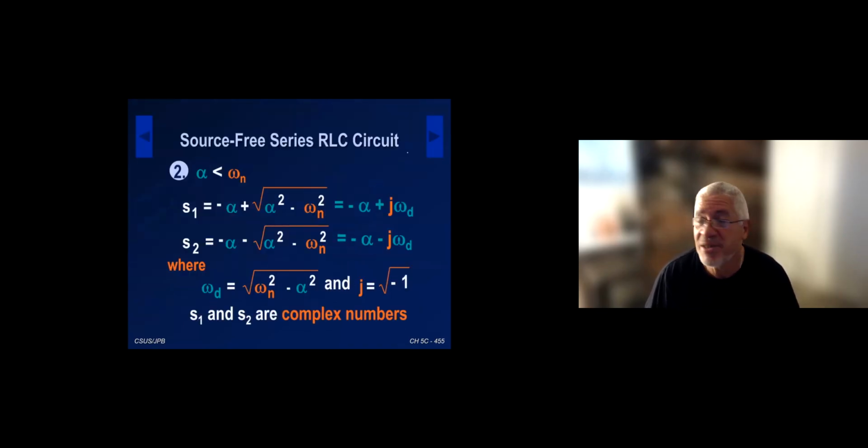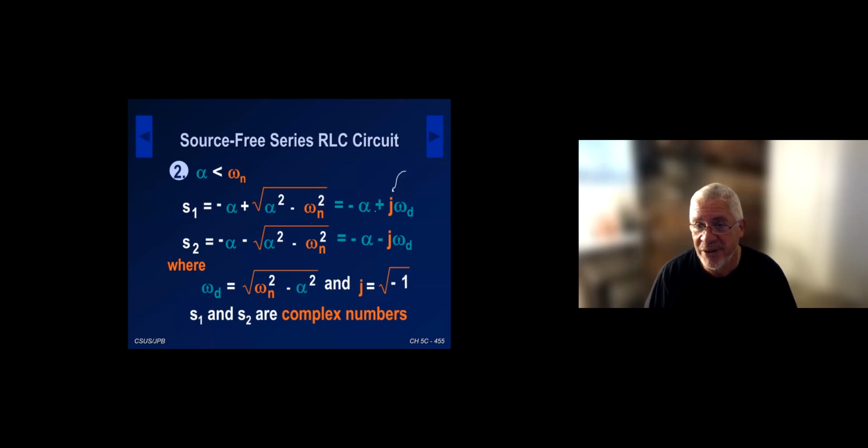The second case is actually a super interesting case. It's actually a practical case. Alpha is less than omega n. So what's under the radical is essentially a negative number, and you pick up 2 complex values. That's the complex j that I'm introducing here.